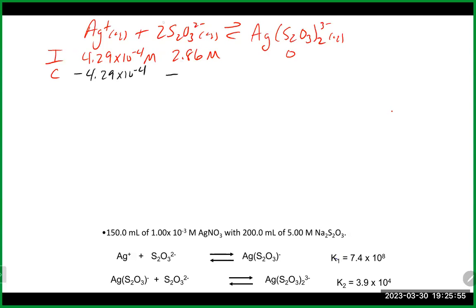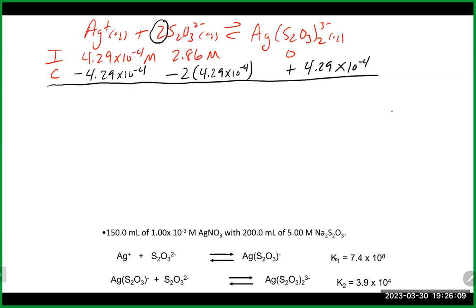For the S2O3 this is going to be minus. We do not want to forget the 2 that is there, so we have to do 2 times 4.29 times 10 to the minus 4. And this would be plus 4.29 times 10 to the minus 4. That is going to take us to equilibrium, where, as we make our assumption, all of the silver will zero out. For our S2O3, we will end up with 2.86 minus 2 times 4.29 times 10 to the minus 4, which frankly gives us 2.86 still. And this will give us 4.29 times 10 to the minus 4 molarity.